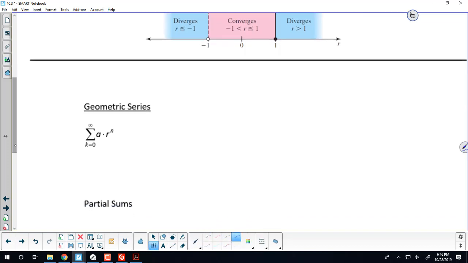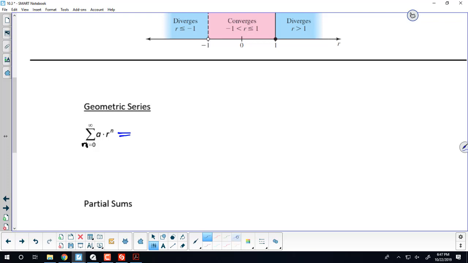So a geometric series is a times r to the n, and we're summing from 0 to infinity. Let's write out just the first few of these terms. Sorry, this should be n, or the power on r should be k, whichever one you want to fix. So that's n equals 0.